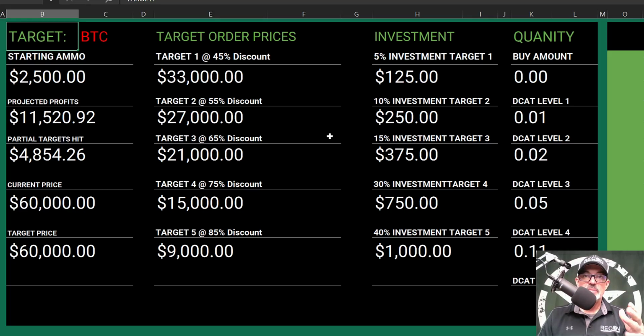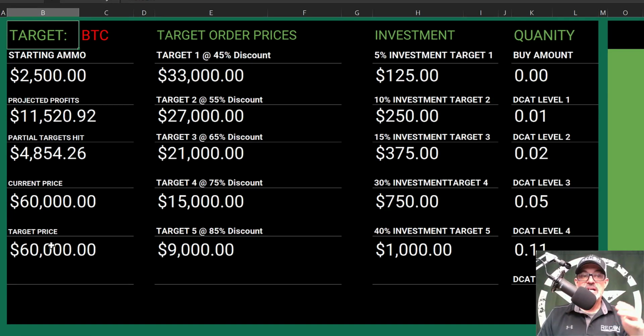Now, to take that one step further, if I jump over here to my Recon Average Down Excel spreadsheet, you can see my target is BTC. My starting ammo is going to be around that $2,500 I mentioned earlier. Now, I am starting with a current price of $60,000 because I've actually been averaging down ever since Bitcoin started dropping from its all-time high of $69,000.